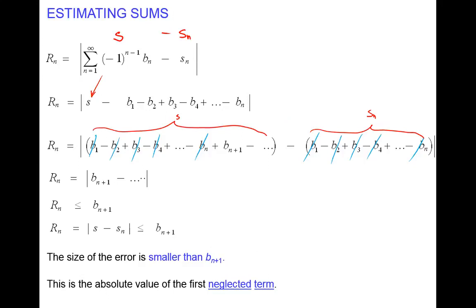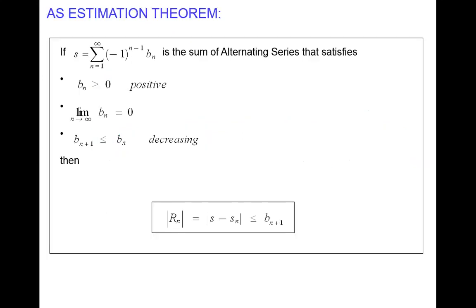This is the alternating series estimation theorem. Let's have the summary. If the alternating series, defined as the summation from 1 to infinity of negative 1 to the n minus 1 times b sub n, is the sum of an alternating series that satisfies all of these conditions, we recognize this: b sub n is positive, the limit at infinity of b sub n is 0, and b sub n is decreasing. We are satisfying all of this, which means the alternating series is convergent.